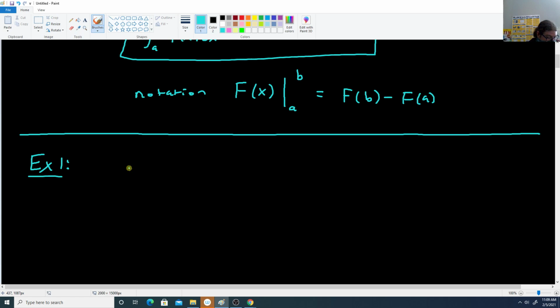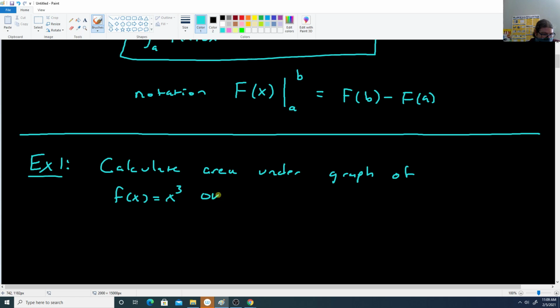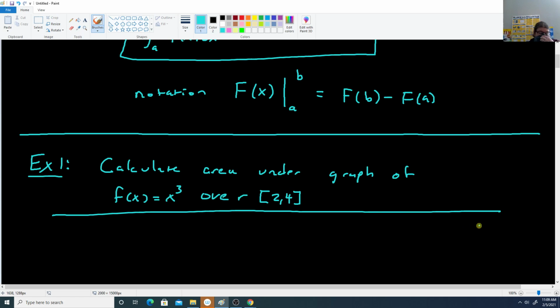It wants us to calculate the area under the graph of f of x equals x cubed over 2 up to 4. So the definite integral will tell us the area under the graph for this region. So we're going to basically calculate the integral from 2 up to 4 of x cubed dx.